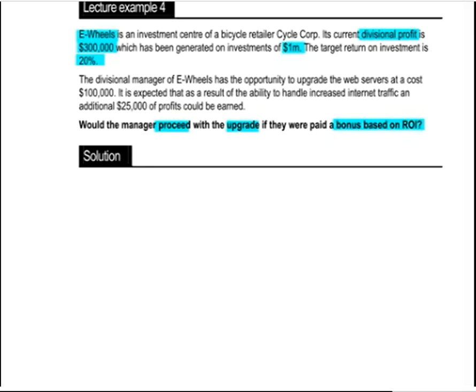A good starting point might be to look at the current return on investment. So we know our return on investment is simply our profit divided by the investment. We're told at the moment the division generates profits of 300,000 and that's over an investment of 1 million. In other words, there's a return of 30%. We could adjust that for the new figures. So let's see what we get as a revised ROI.